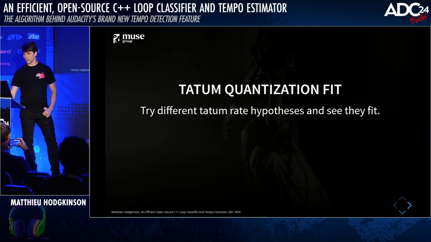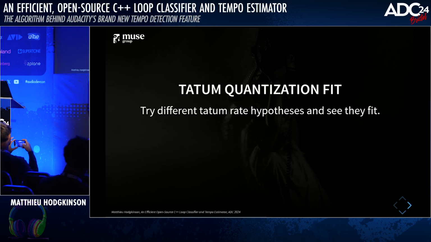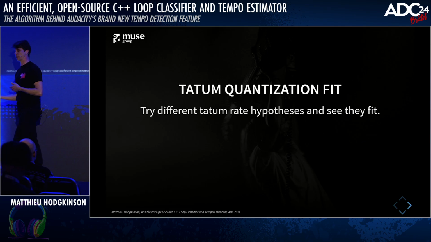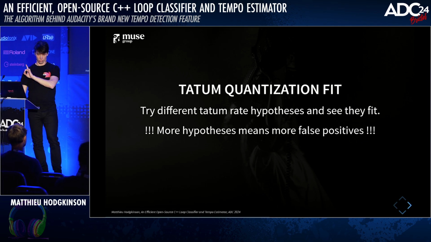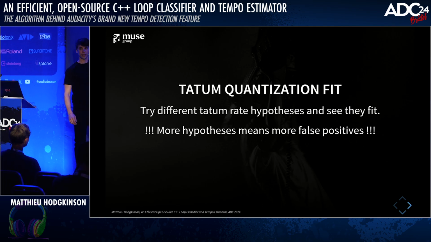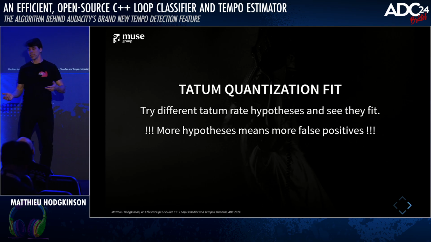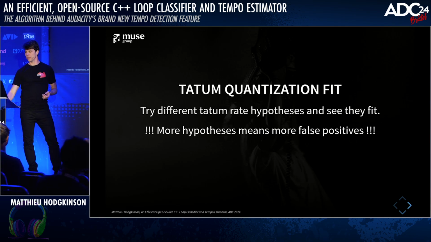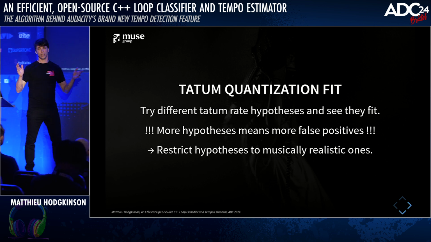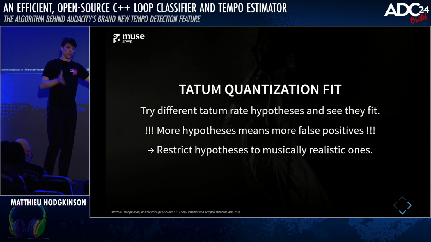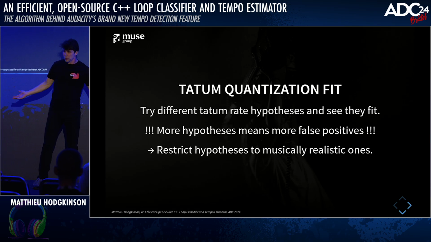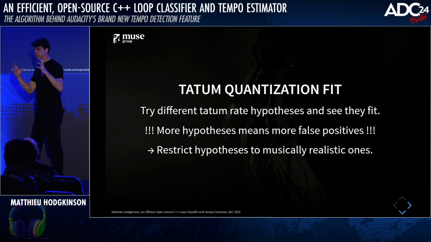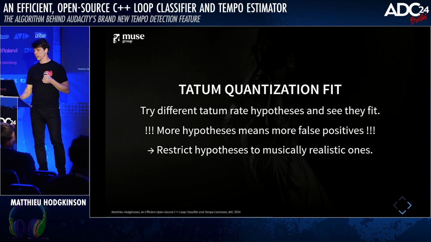Now, the idea of this algorithm is that we are going to try different tatum rate hypotheses and see how well they explain the onset detection function that we have. We have to be careful. The more hypotheses we test, the more likely it is that we get unlucky and actually find rhythm when there is actually no rhythm. So we have to be conservative about this. And since we are looking for music content, which probably is going to be Western music, we can already keep our set of hypotheses to something quite small.